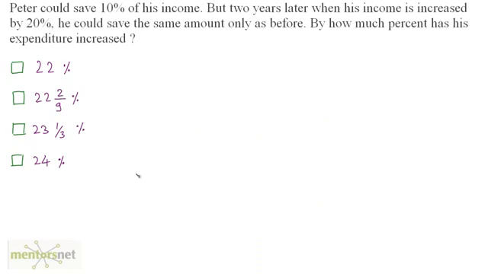Peter could save 10% of his income, but 2 years later, when his income is increased by 20%, he could save only the same amount as before. By how much percent has his expenditure increased? Well, let us set up a table here. We have income, savings, and expenditure.